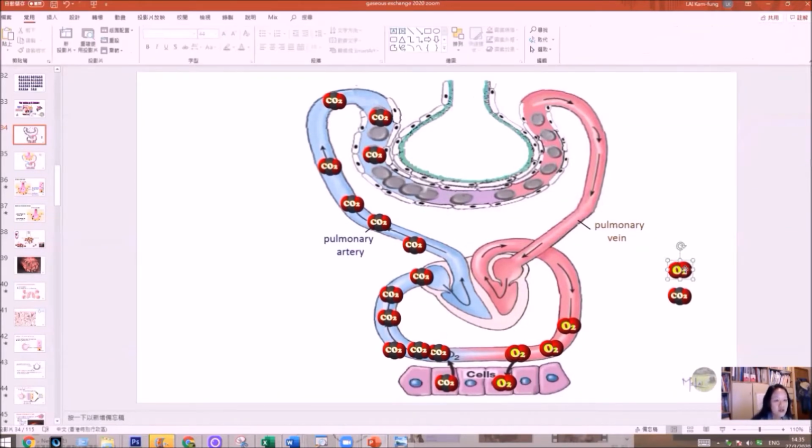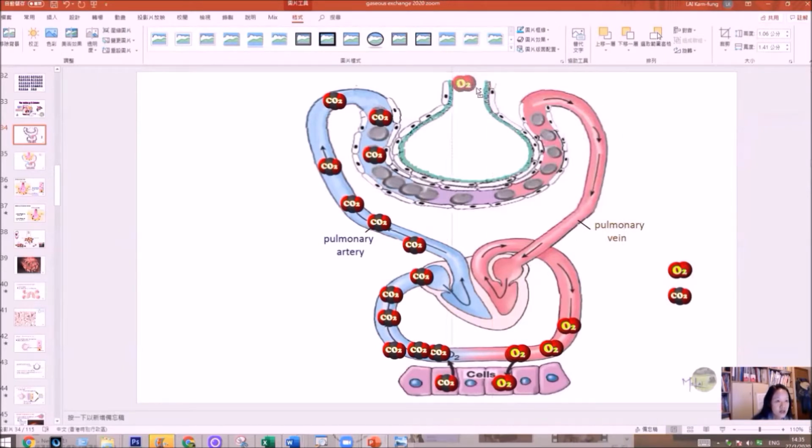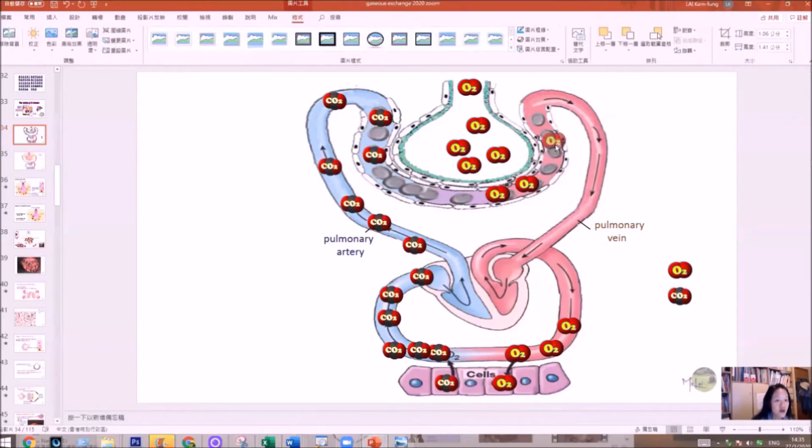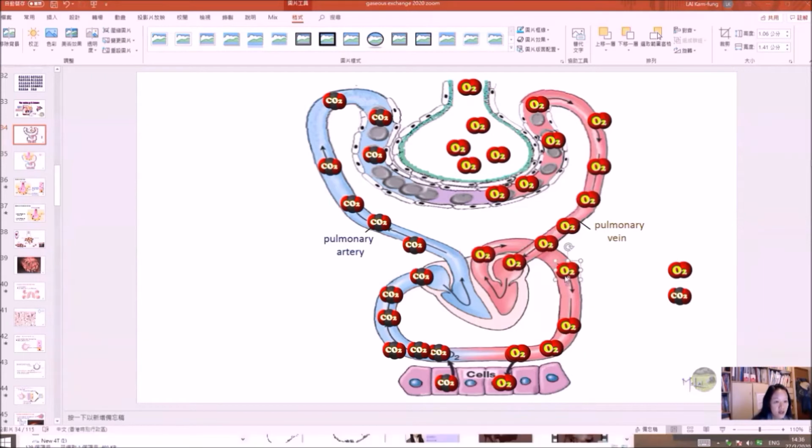How about oxygen? In the air, we have 21% oxygen. So the air we breathe contains a lot of oxygen. This oxygen will diffuse down the concentration gradient from the high concentration region to the low concentration region. And then it will be transported along the pulmonary vein to the heart, and then carried to the body cells to supply them. So this is the gas exchange.